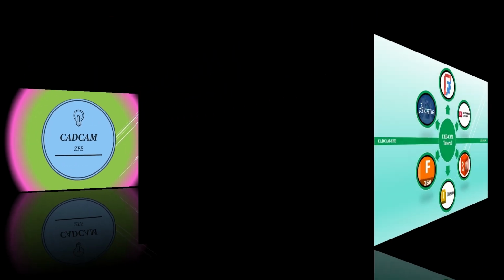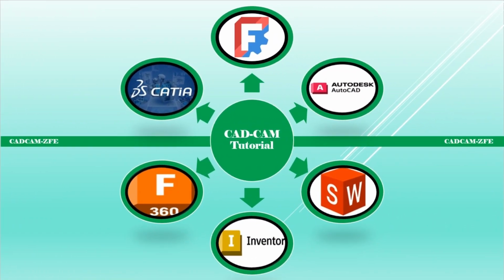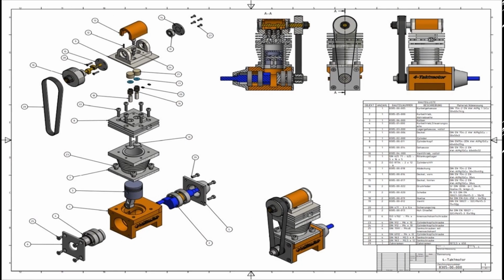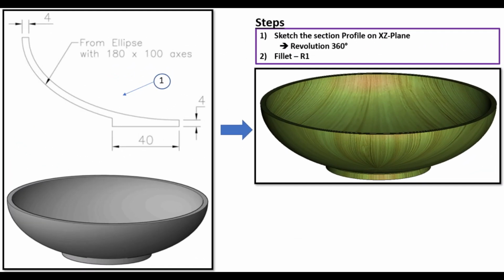In this tutorial, you learn, in addition to the FreeCAD sketching, also about the application of FreeCAD tools like Revolution. This is the exercise for today: we need to convert this 2D drawing into a 3D solid part. We sketch 1/4 of the ellipse profile on the XZ plane and create the 3D solid part with the help of the Part Design Revolution tool.